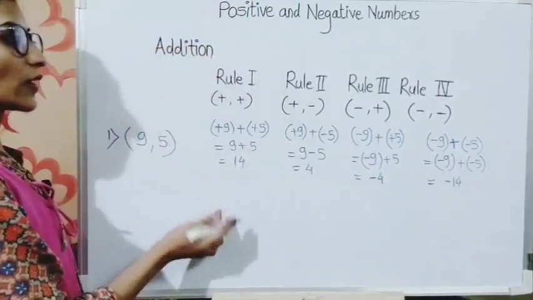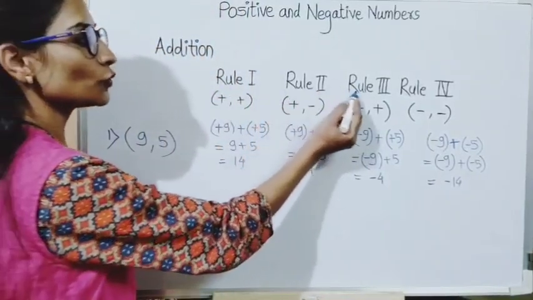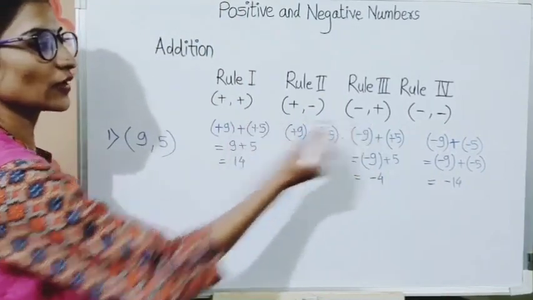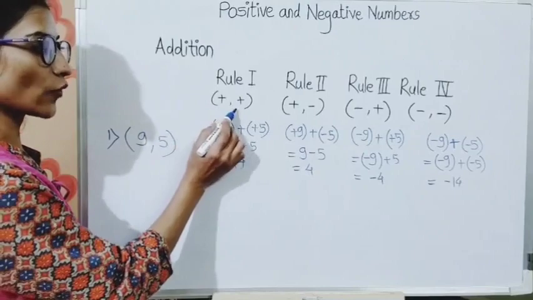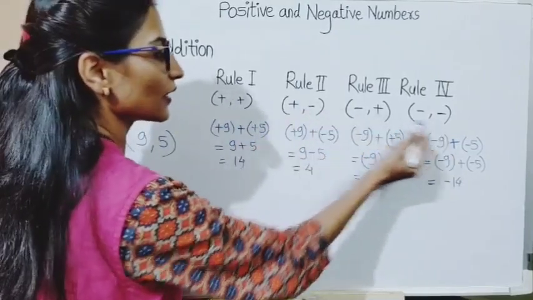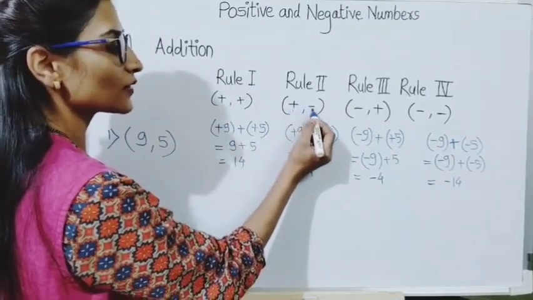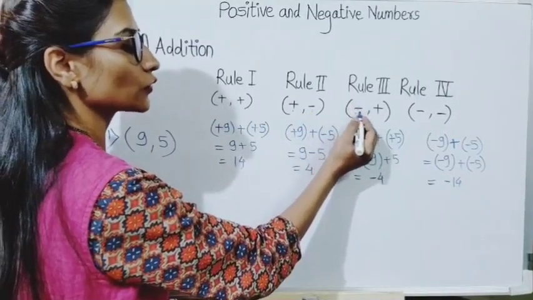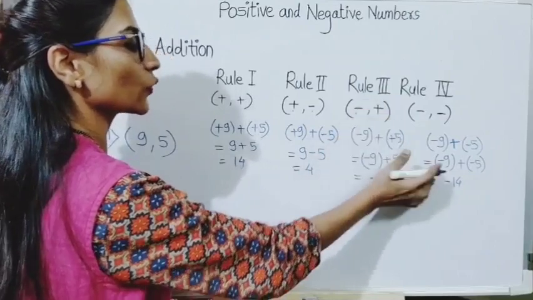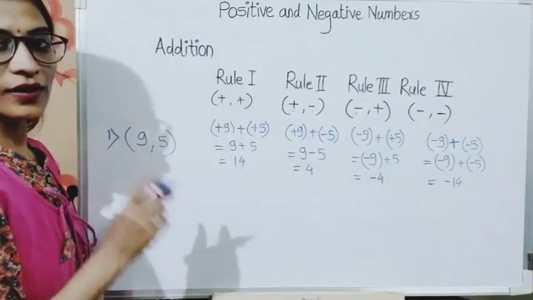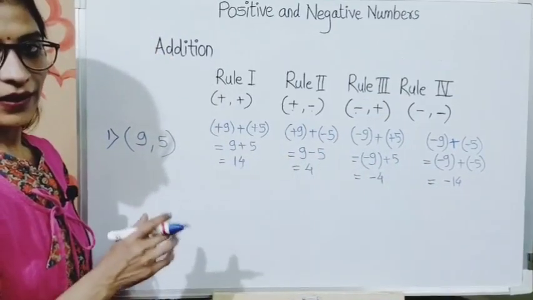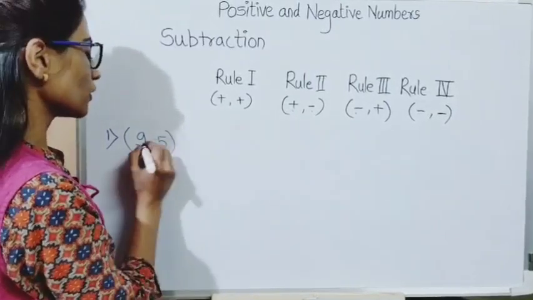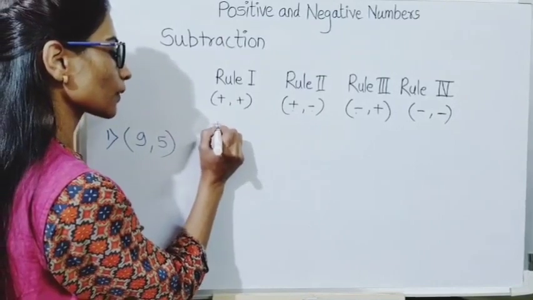Okay, in this way rule 1, rule 2, rule 3, rule 4 is applicable for any kind of number which is given here. If both numbers are positive, if both numbers are negative, if one number is positive and the second number is negative, when the first number is negative and the second number is positive, then in this way we have to solve each and every pair of numbers. So according to the first rule, both numbers are positive.